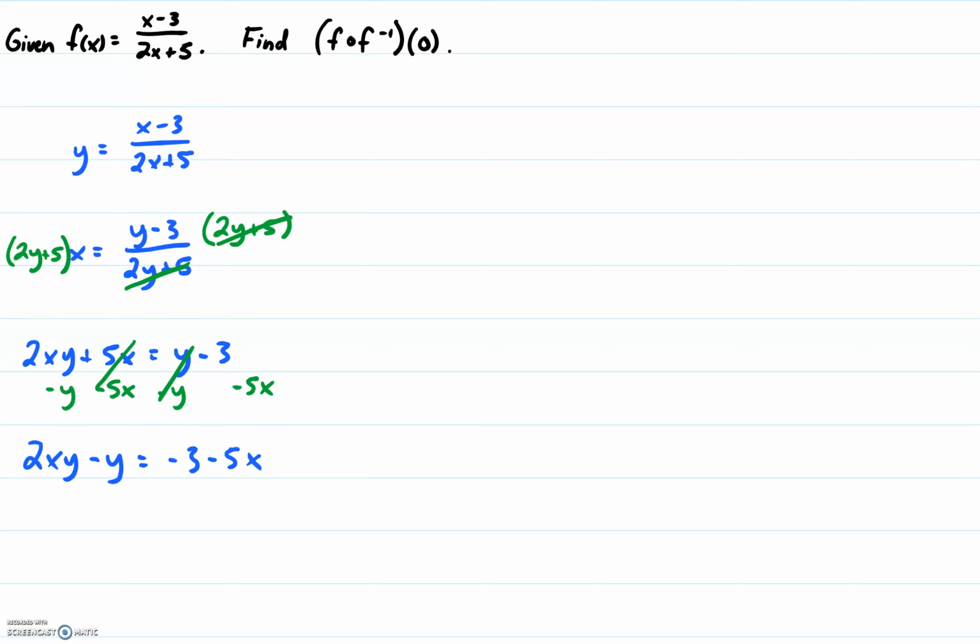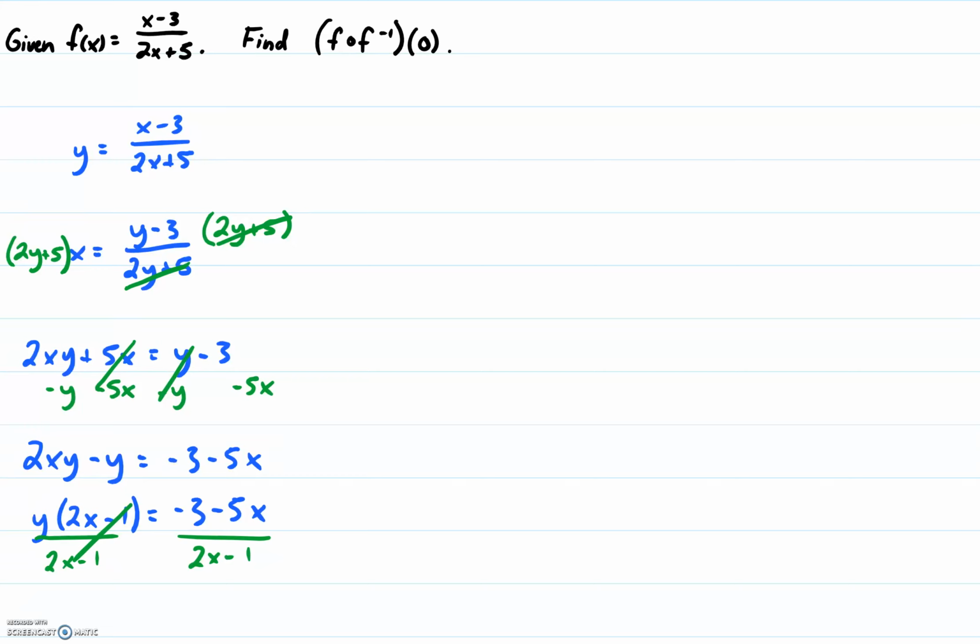Now factoring a y out of both of our terms on the left-hand side, we'll have y multiplied by (2x minus 1), because when you divide the y away from 2xy, you're just left with 2x. When you divide y away from itself, you're just left with the 1, and the negative sign sticks. And on the right-hand side, we don't change anything. It's just going to be negative 3 minus 5x. And now, in order to get y by itself, we can divide again. We'll divide both sides by 2x minus 1. And so that's solved for y.